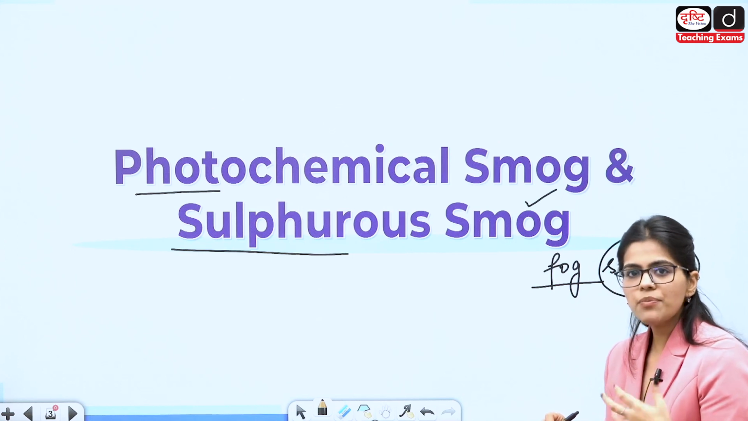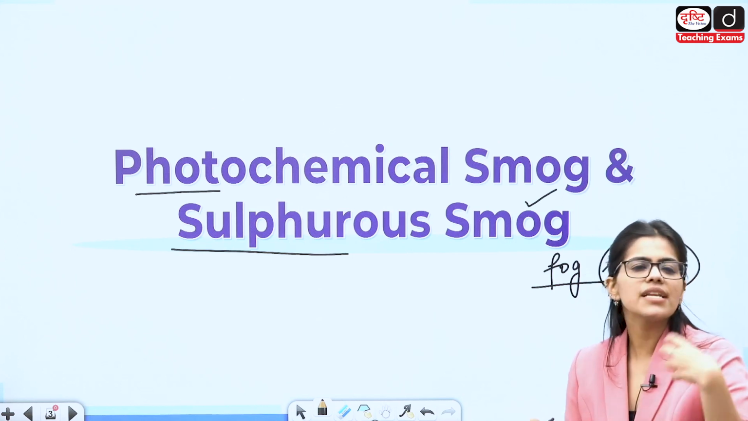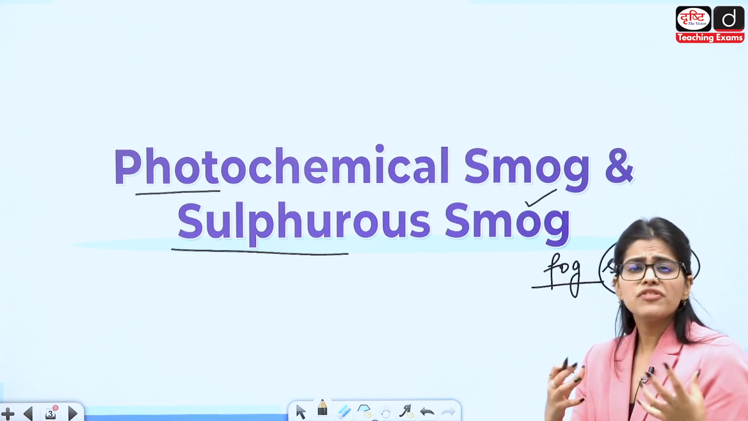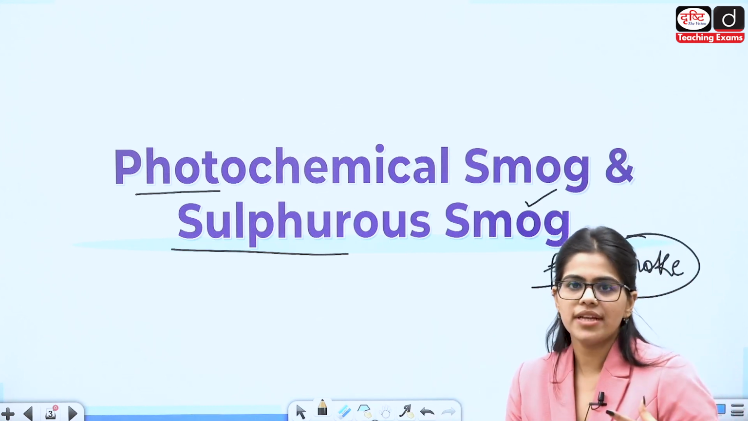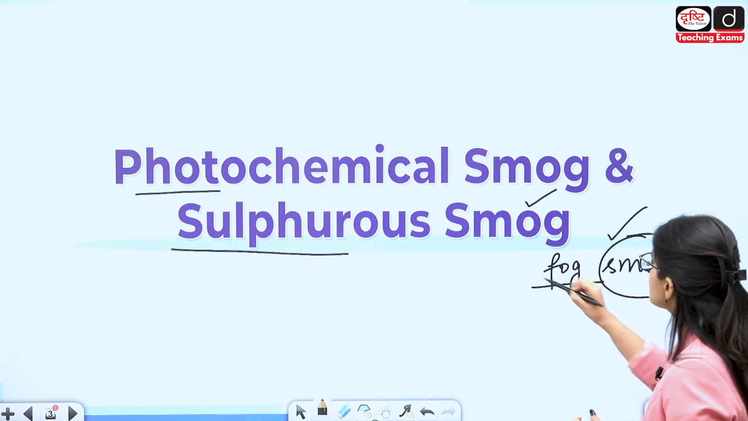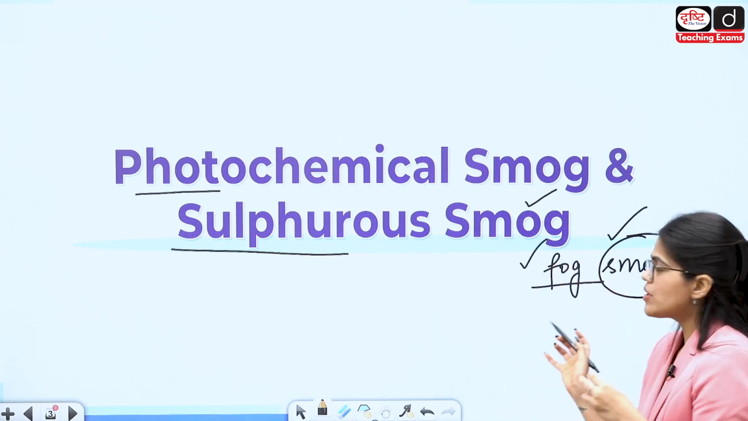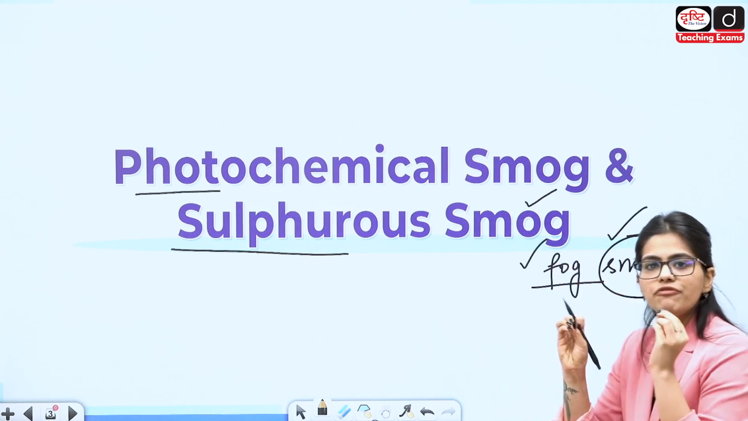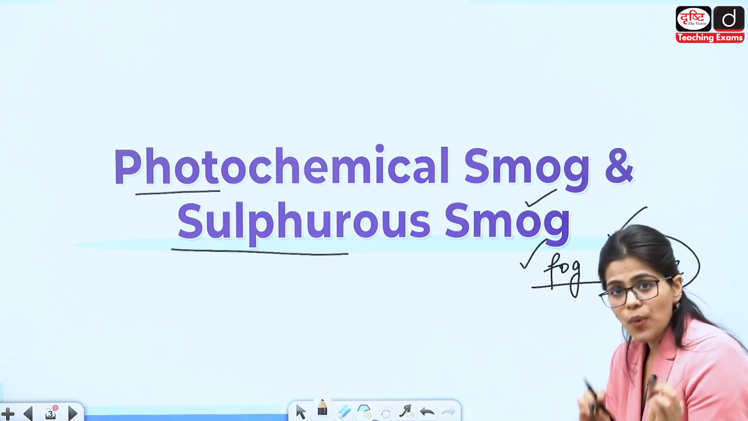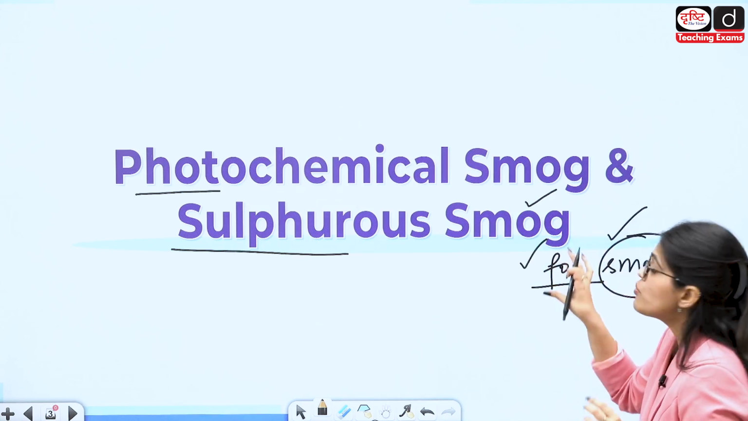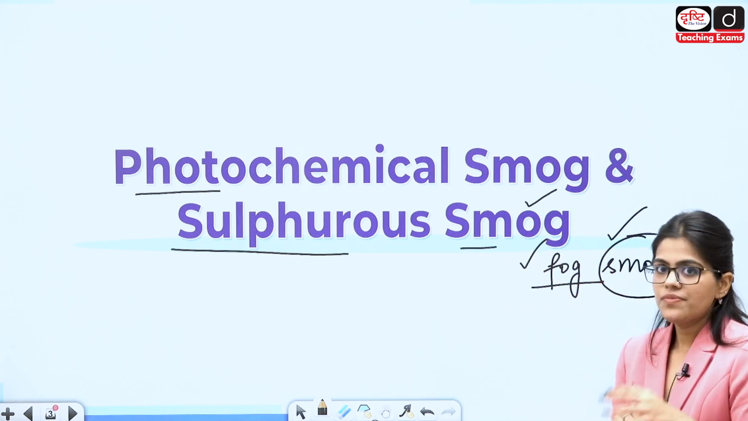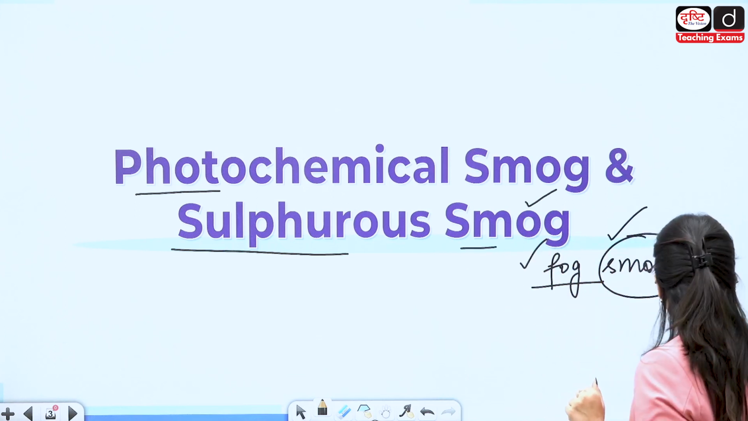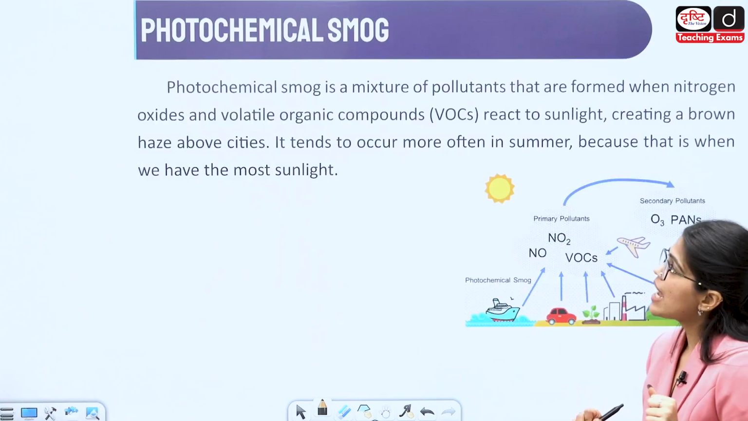So smoke is there because of the burning of fossil fuels, incomplete combustion, all of the anthropogenic activities and the natural processes also. The smoke is going to combine with the fog that is there in the environment. It will make the fog more dense and it is called smog. So this is the whole phenomenon. Let us discuss these two types of smog.